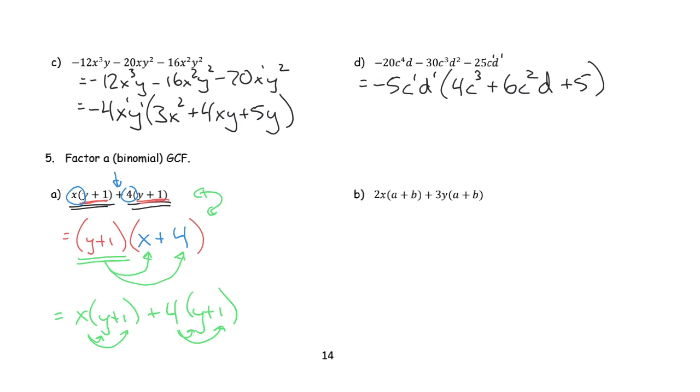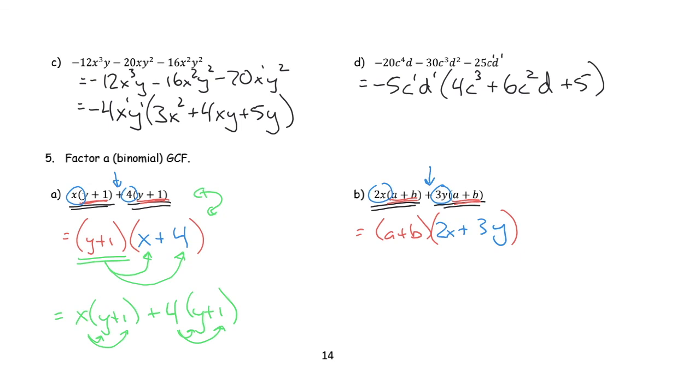In this next one, similar sort of thing. I've got two terms. This is a binomial. Those parentheses are enclosing a single factor there of a plus b. So that a plus b is common. It shows up in both terms here. Now, after you divide that out, what's left? Well, what's left is 2x from the first term plus 3y.